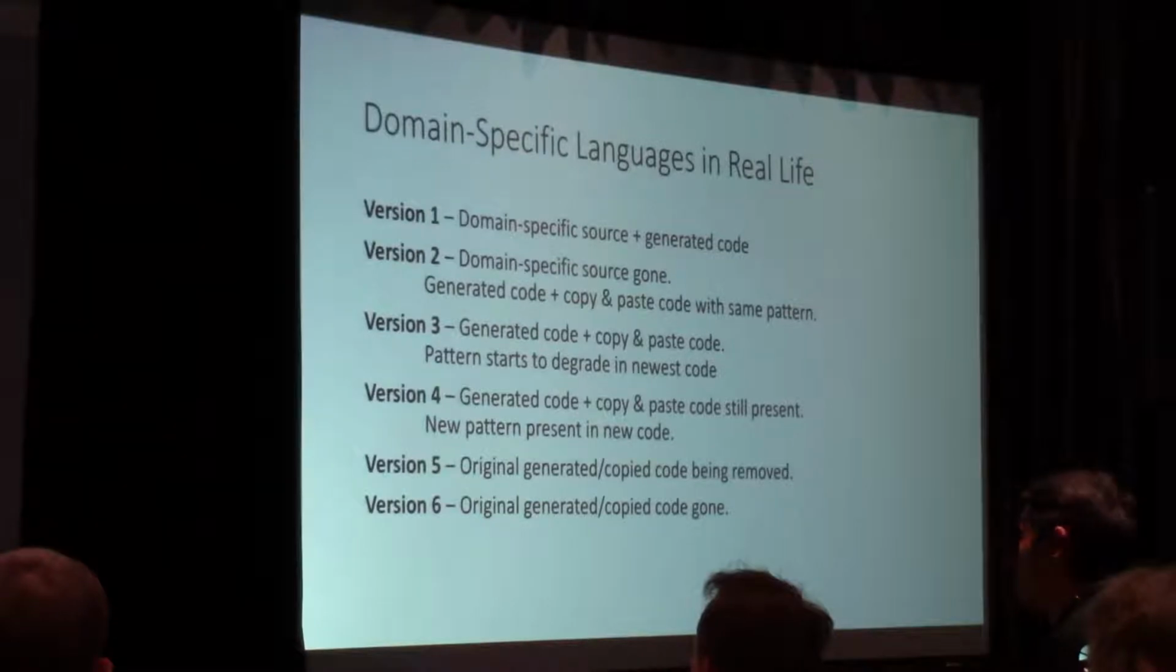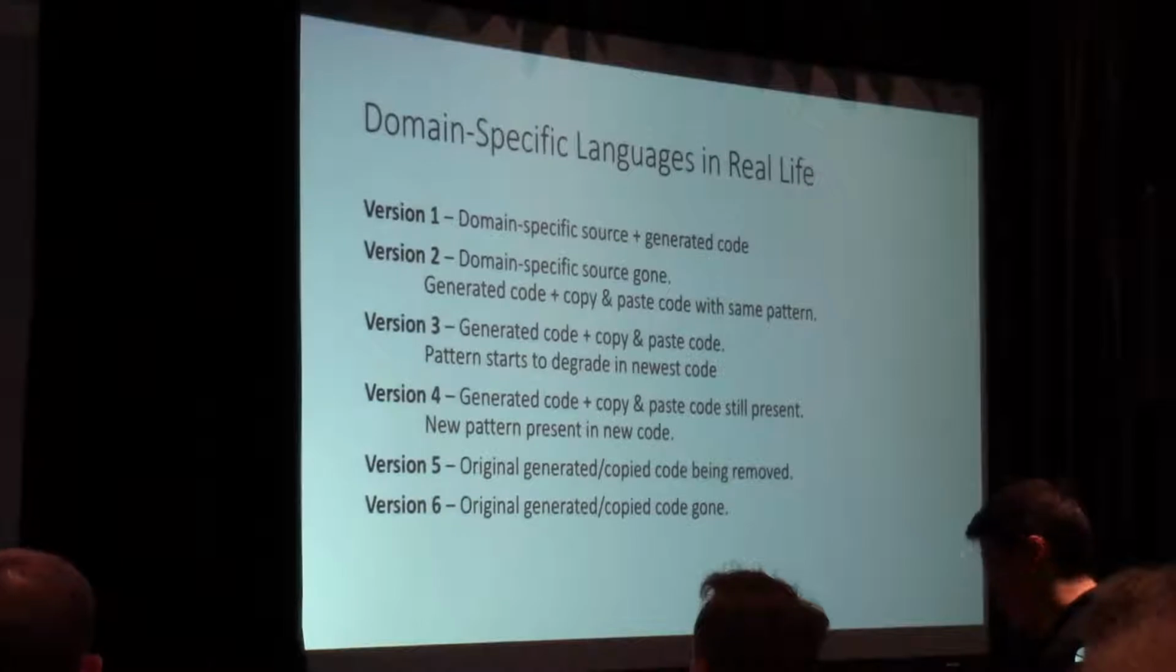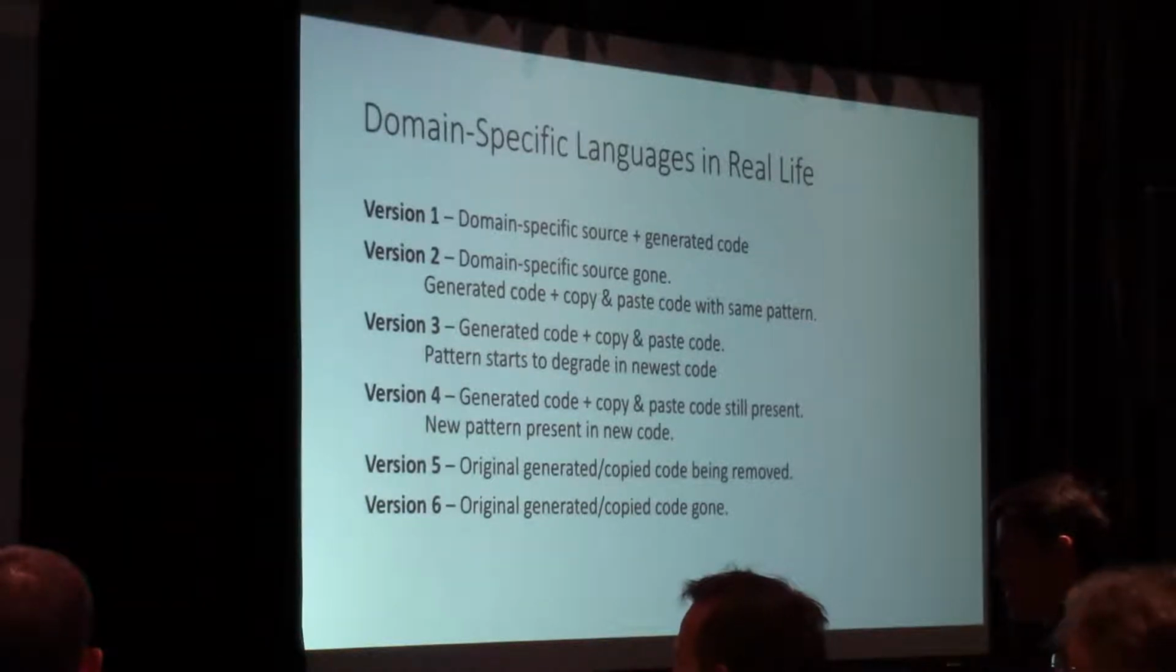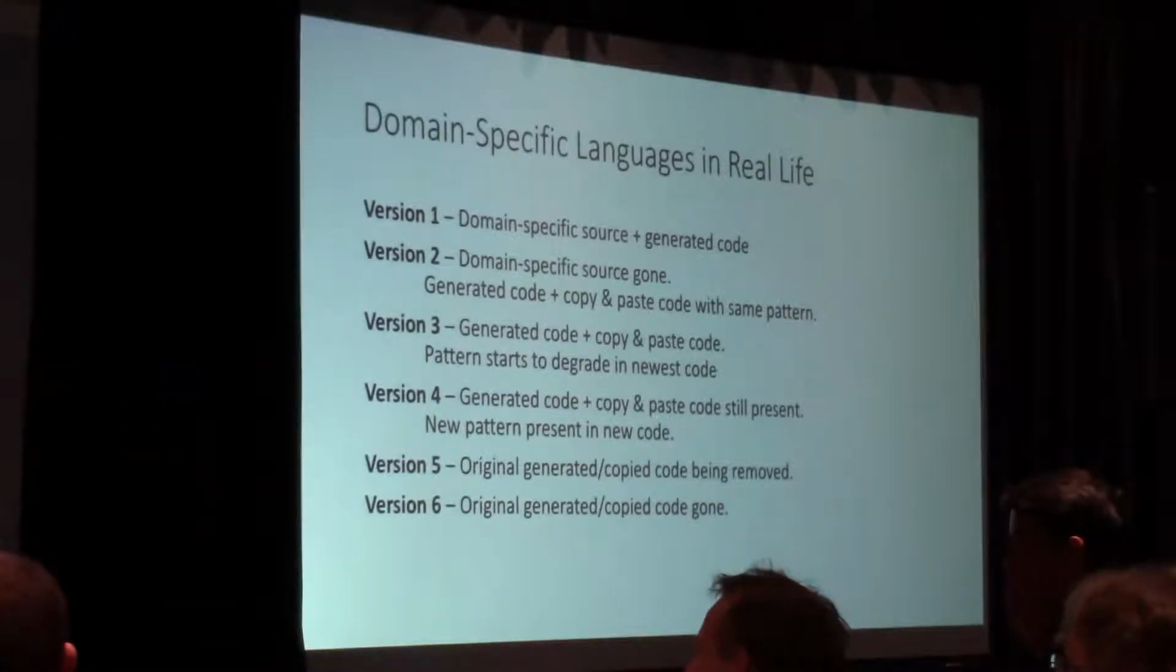In version 3, the pattern was still there, but the pattern starts to degrade, right? They weren't doing exactly the same thing. You could see that people were just kind of playing around with it. Version 4, degraded further, but now there's a new pattern present, and it's all written in C. Okay, all these things are C. Version 5, you can see that they're trying to get rid of all the initial generated code from the domain-specific language. And in version 6, they finally got rid of it, and now the program is all written in C. Okay, question is, why did this happen?